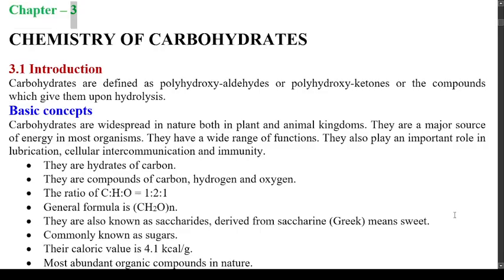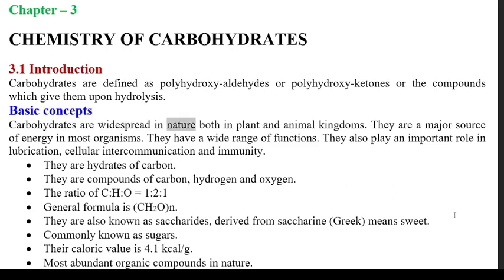Chapter 3. Chemistry of Carbohydrates. 3.1 Introduction. Carbohydrates are defined as polyhydroxyaldehydes or polyhydroxyketones, or the compounds which give them upon hydrolysis. Basic concepts.